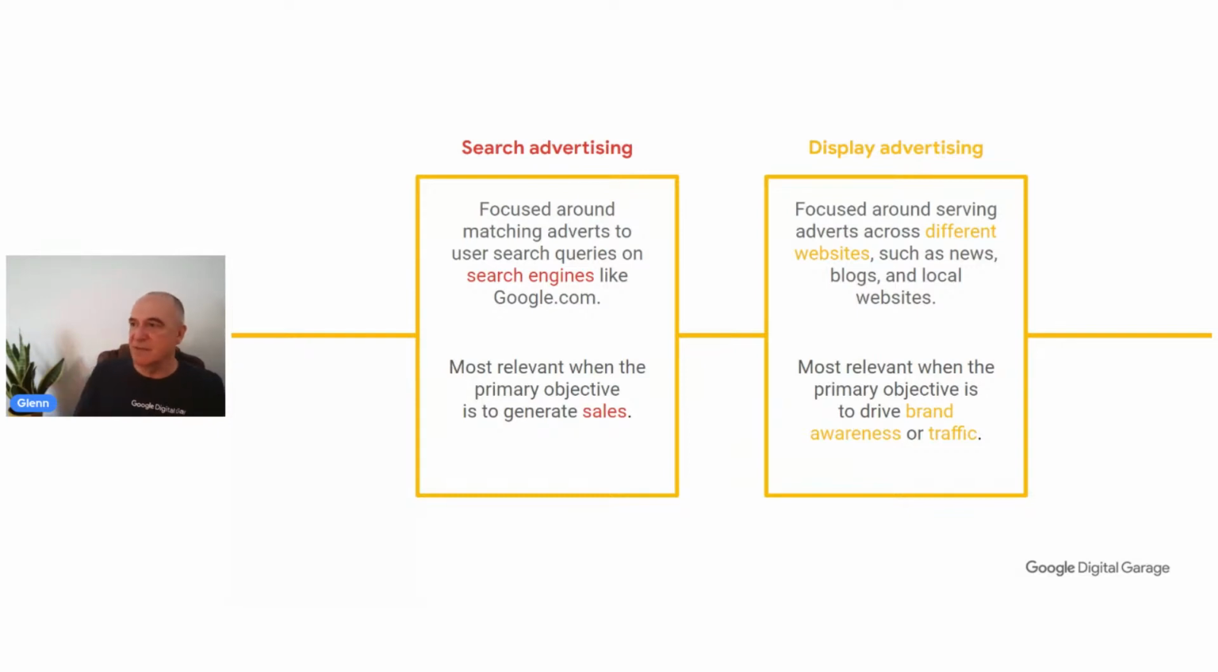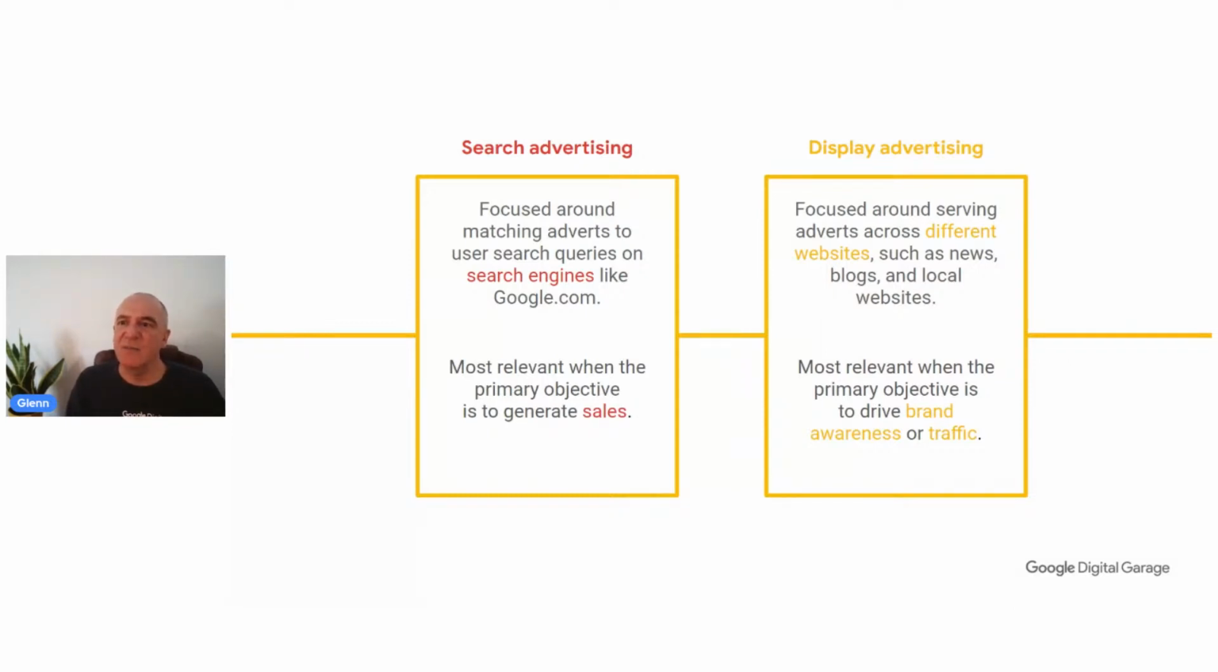So you can see the difference between the two different channels. These are both channels. Search advertising and display advertising are two different channels. Different channels can provide different outcomes and different results. So choose what you feel is going to be appropriate for you and, of course, for your audience.